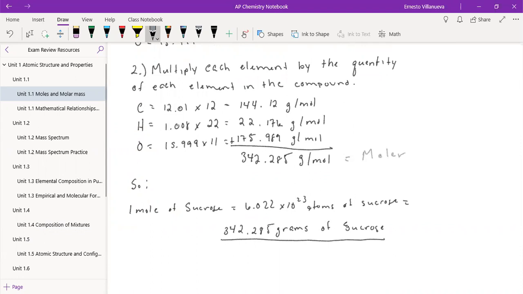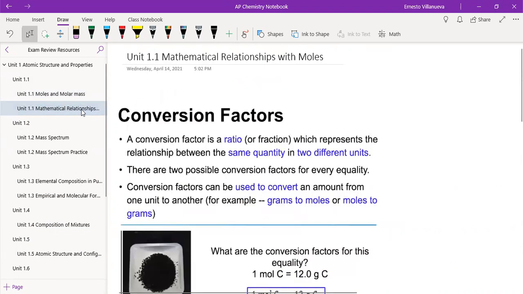And that's it. Let's go ahead and move on to unit 1.1, mathematical relationships, and do some practice here. All right, so when we're talking about conversions, grams to moles, moles to grams, atoms, whatever, we use conversion factors, okay? A conversion factor is just a ratio or fraction that shows you the relationship between the same amount of something in two different units, okay? So there are two possible conversion factors for each quantity, and I'll tell you what that means in just a minute.